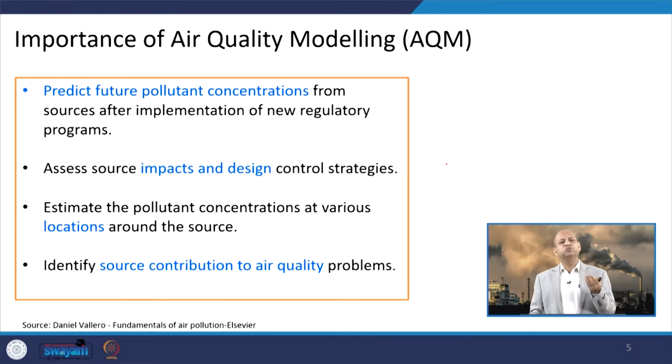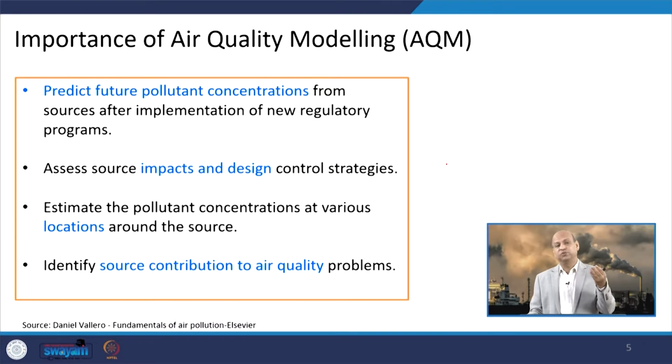It can also be used for estimating the pollutant concentration at various locations around the source. So, that you can give the information to the stakeholders. If your calculations are of a good confidence level, you can always argue, look at this, even if this industry is coming up, your air quality concentration will remain within the prescribed limits, that kind of thing.